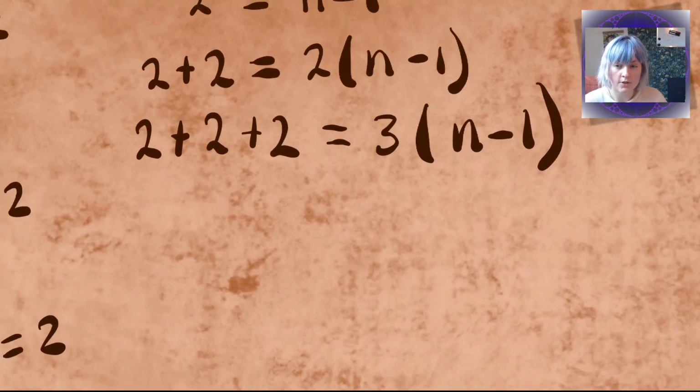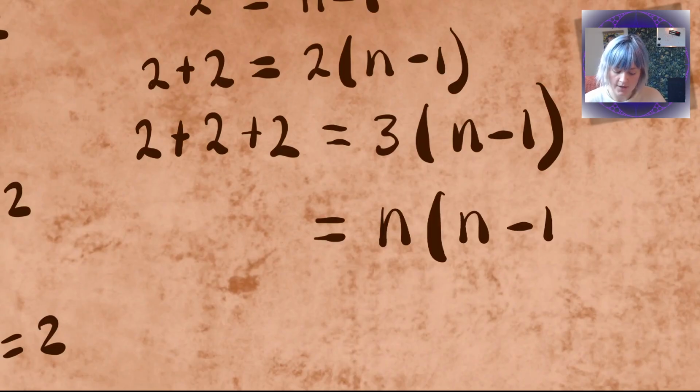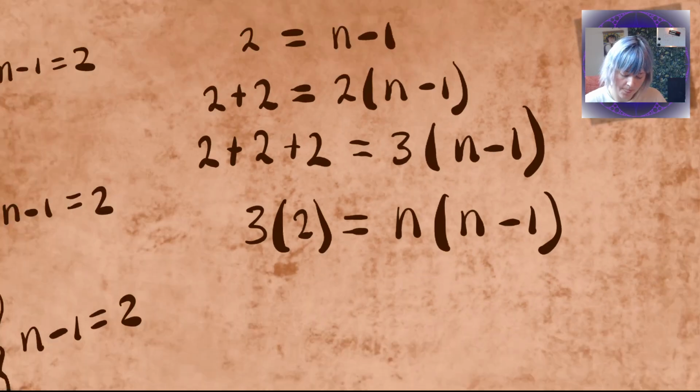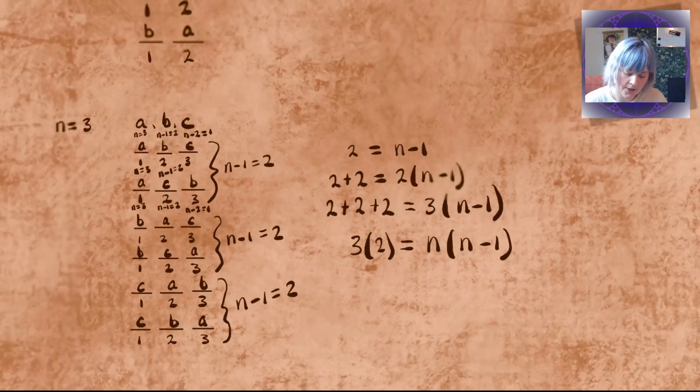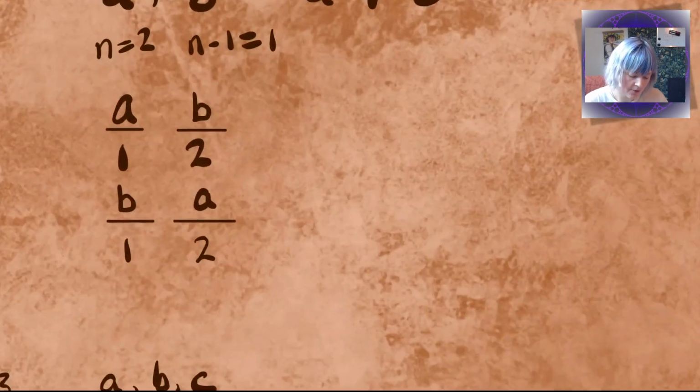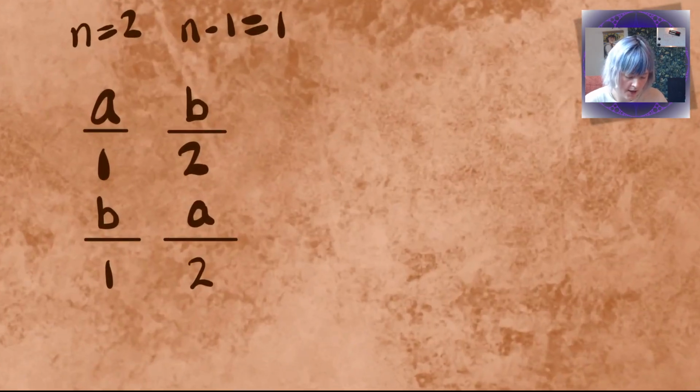But what is 3 in terms of n? 3 is n. So you have n times n minus 1. And over here you have 3 times 2. So then you might think that that's it, right? But that doesn't really actually give us the full picture with factorial. And if we go back here, we can sort of do the same thing.